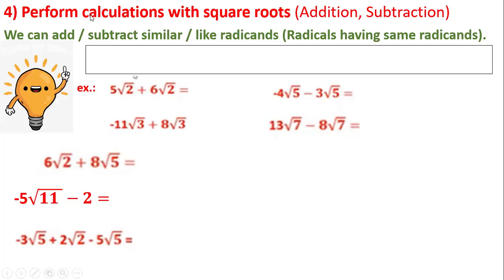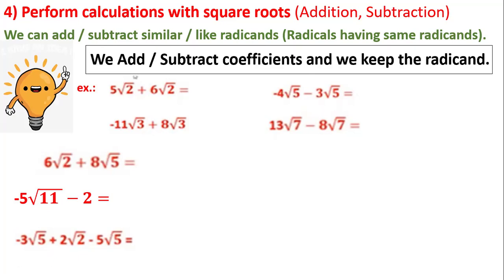We can add or subtract similar or like radicands only. So whenever you are adding or subtracting radicals, you look inside at the radicand. The radicals should have the same radicand. How do we do the addition or the subtraction? Now, this is the rule. We add or subtract coefficients and we keep the radicand as it is.